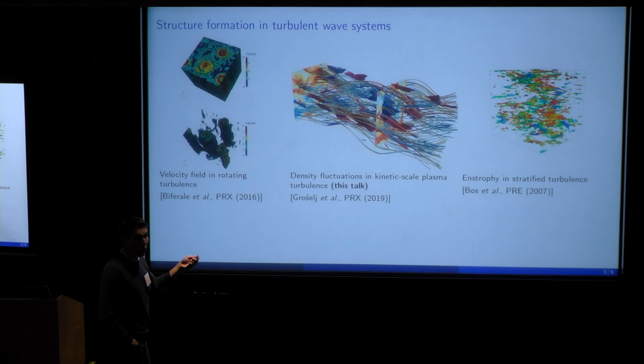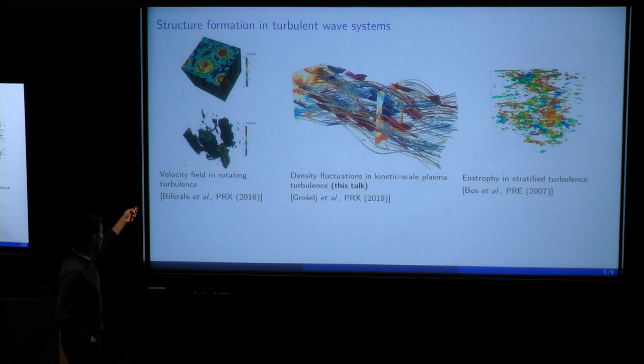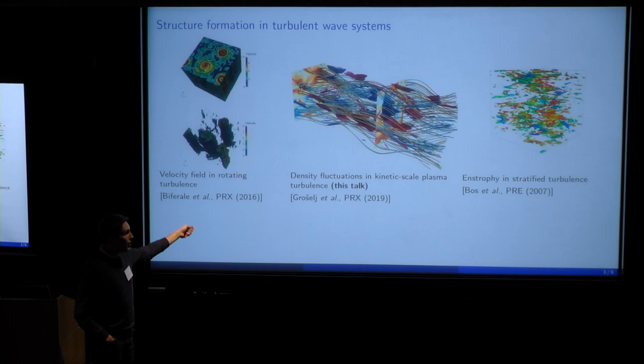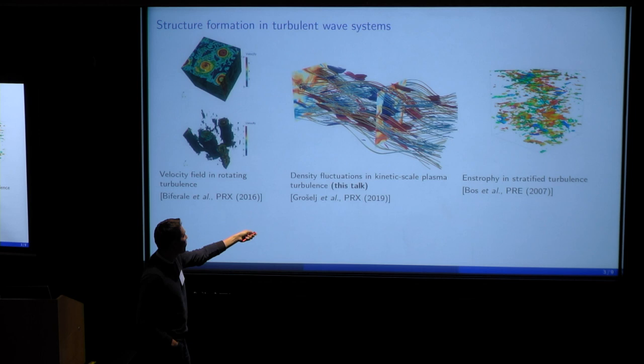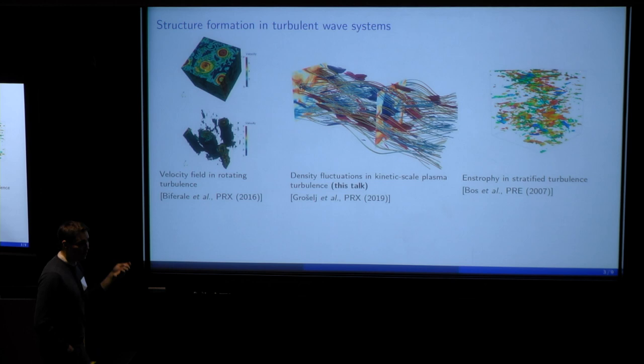So here on the left, we see some examples from rotating turbulence, for example. Here in the middle is a picture from one of my own kinetic simulations showing electron density fluctuations, and this line shows the magnetic field lines. And here is an example of the enstrophy in stratified turbulence. So we have these localized intense structures forming.